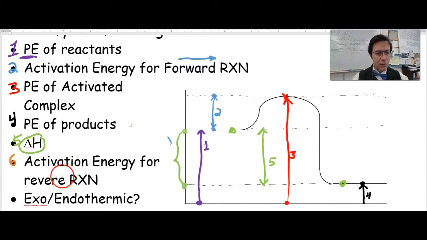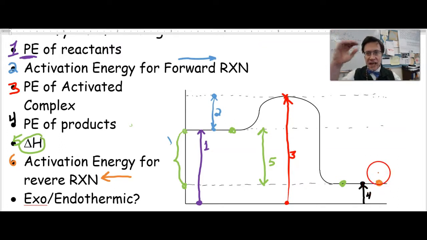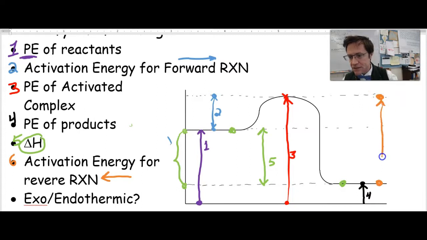Activation energy for the reverse reaction. So reverse reaction, we're going that way. So I need to start here, and I need to get all the way up to the energy of the activated complex, which would be here. That's my number 6. You guys see how that works?